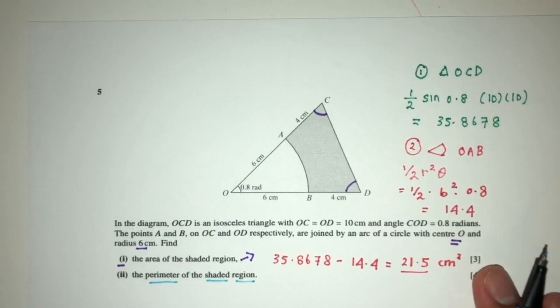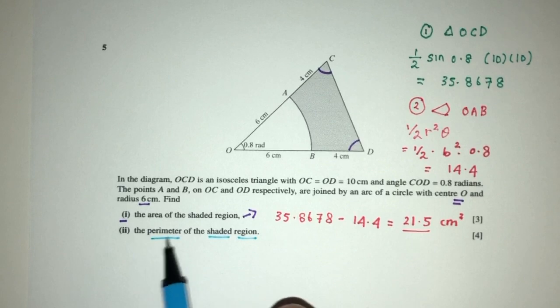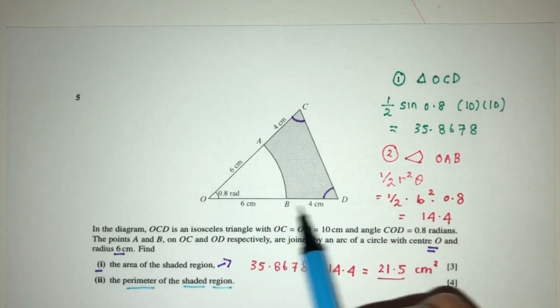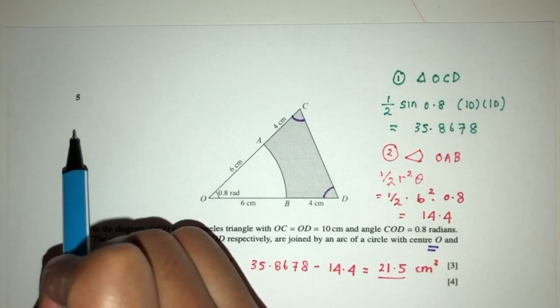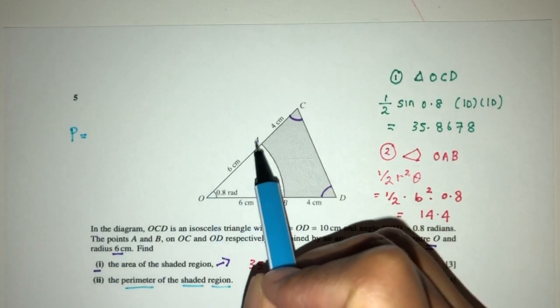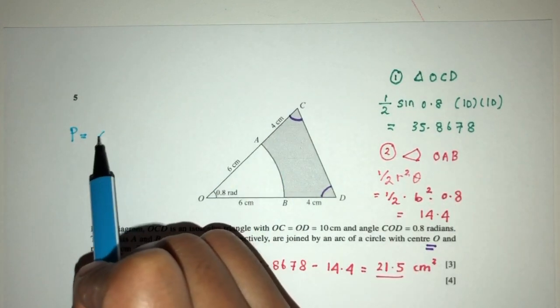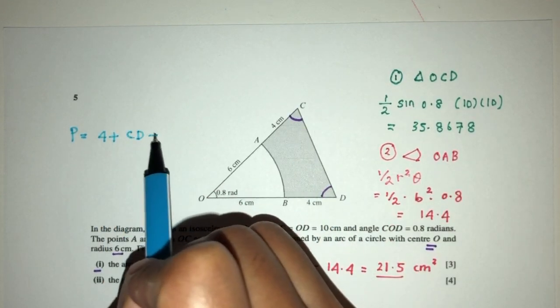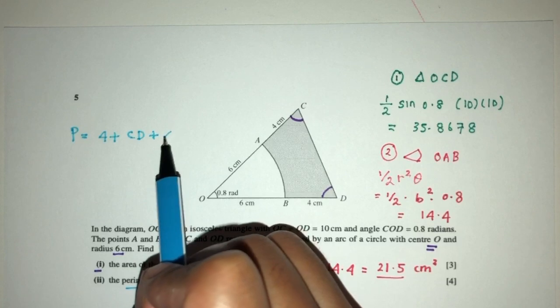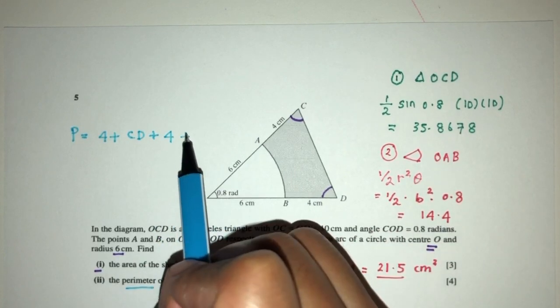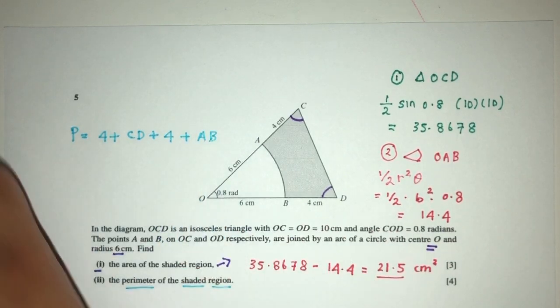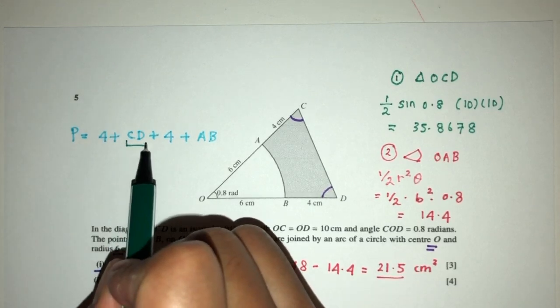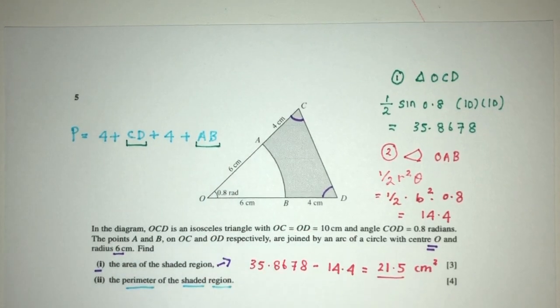So let's see how we can find this. Again, we have to know the perimeter, which means the distance around that object. So by definition, P is going to be equal to AC, which is 4, plus CD, we don't know, plus BD, which is 4 as well, plus AB that we don't know. So we have to find two unknowns to satisfy this equation to find the value of our perimeter.